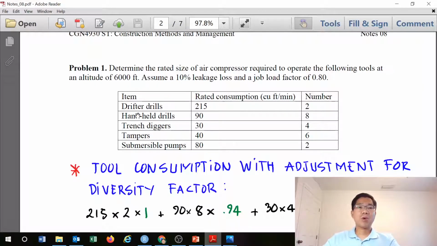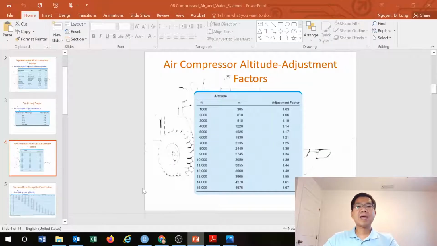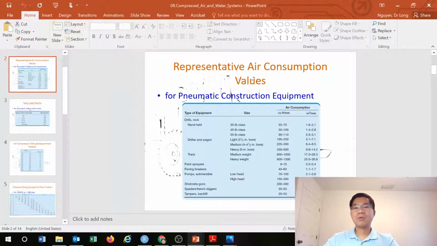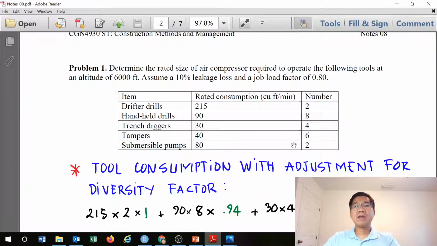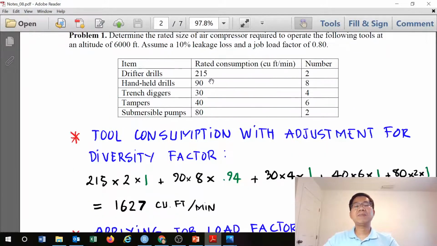So they have 1, 2, 3, 4, 5 different types of tools that require compressed air, with the rated consumption in cubic feet per minute. Basically this is given. If they don't give that to you, you can get it from this table. And then the number of tools on site is given. The question is, what is the rated size of the air compressor required? Basically, determine the cubic feet per minute needed.